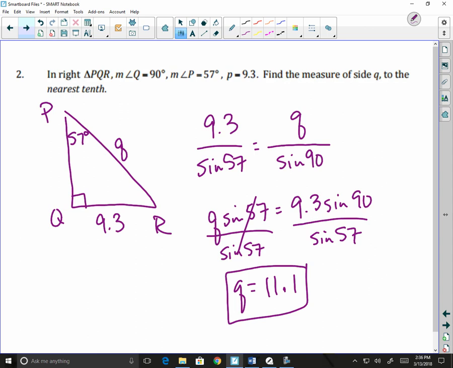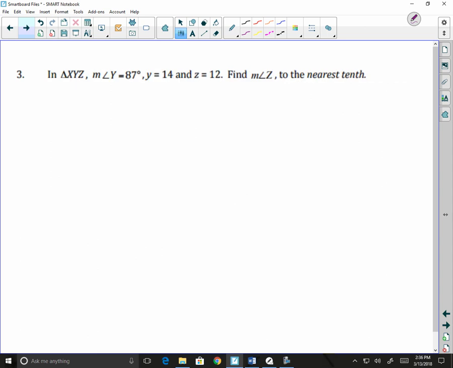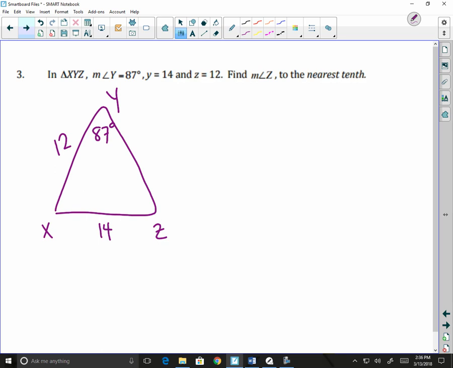All right, let's keep going. The law of sines can also be used to find missing angles. So we have another triangle here. I don't have a picture, so let's draw one. X, Y, Z. It says Y is 87, side Y is 14, side Z is 12, and it wants us to find angle Z. So I'm going to make that theta, because whenever I don't know something that's an angle, that's the variable we like to use.